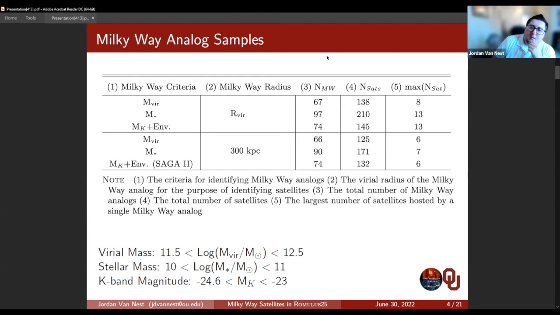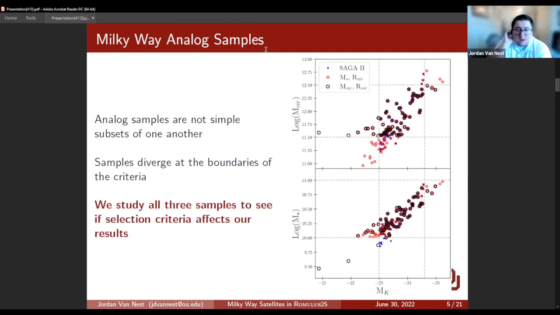But if you look at column 3 here, I don't know if my cursor is visible, column number 3, which is showing the number of Milky Way analogs in each criteria set, we see that that is not at all the case. In fact, our virial mass sample is actually the smallest, while the stellar mass sample is the largest. This is a little easier to see when we look at our samples graphically.